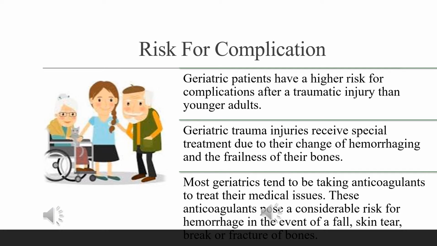The geriatric population is more prone to hemorrhaging. They have frail bones due to osteoporosis. And of course, hemorrhaging is caused by medication that they are on due to long-term or chronic conditions such as AFib.